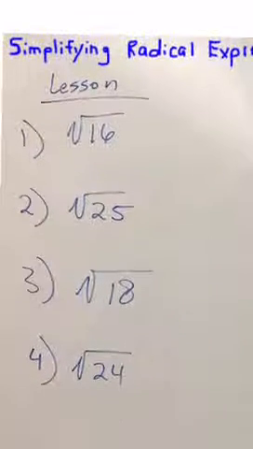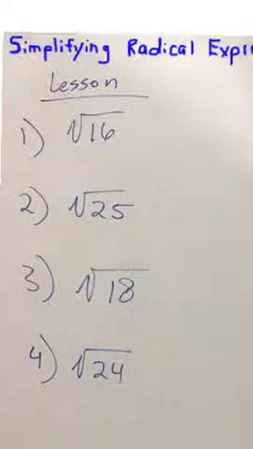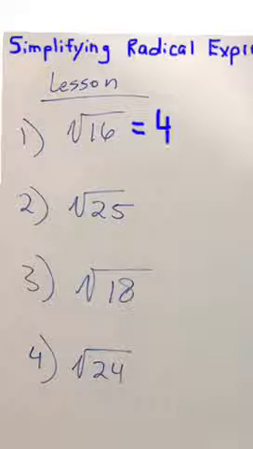So we've got number one here. Number one is the square root of 16. Square root means you're looking for the number times itself that equals 16. So what number times itself equals the number 16? Well, that is 4. 4 times 4 is 16, right?